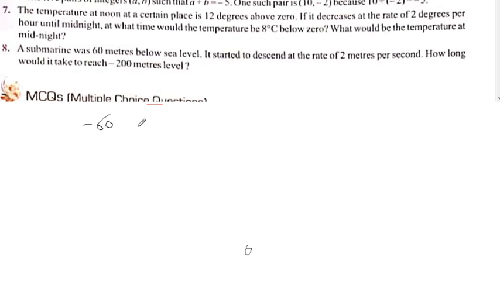Then after, the question is telling it started to descend at the rate of 2 meters per second. How long would it take to reach the minus 200 meter level? Okay, it descends at a rate of 2 meters. For descent, you have to use a negative sign. Okay, minus 2 for this descent, and where he wants to reach is minus 200 meters.